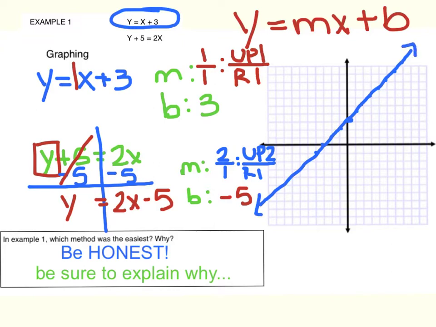Now let's graph the second equation. The y-intercept is -5. So that's where I begin. And according to this slope, we go up 2 and to the right 1. Up 2, right 1. Up 2, right 1. I'm going to keep going.